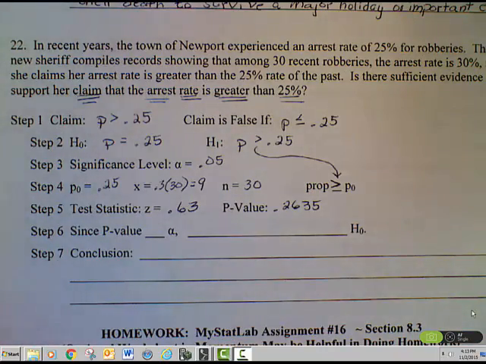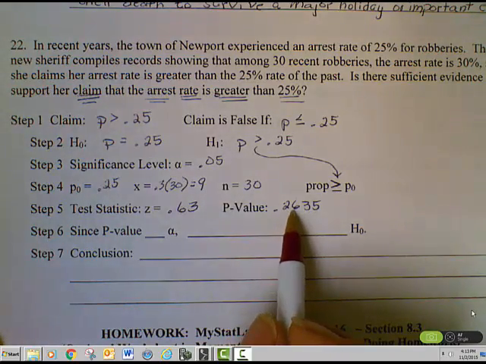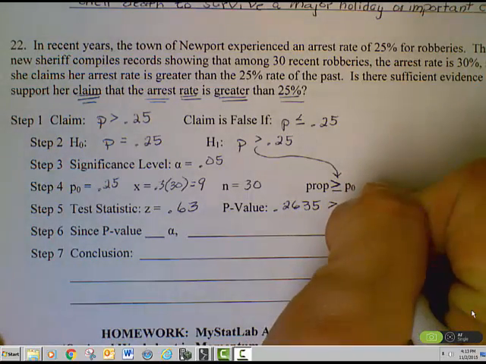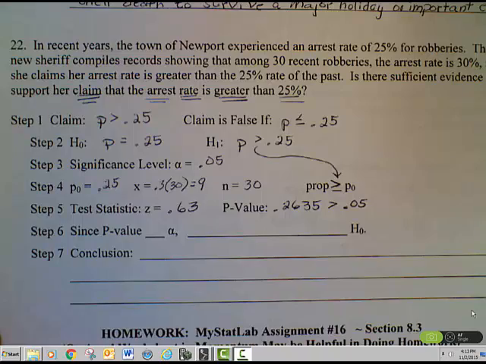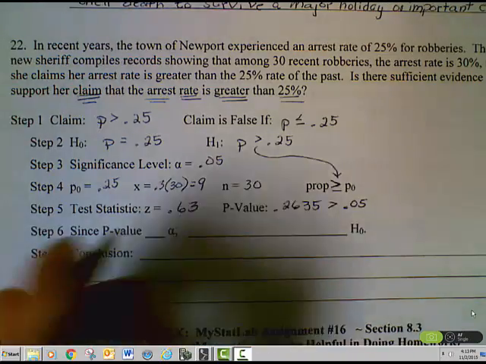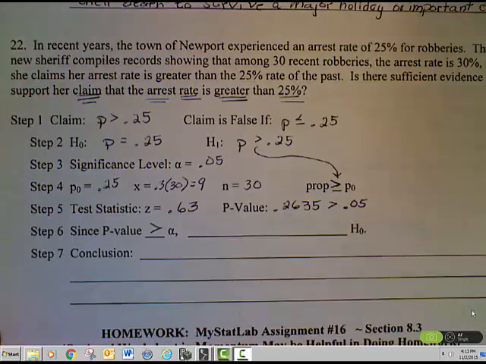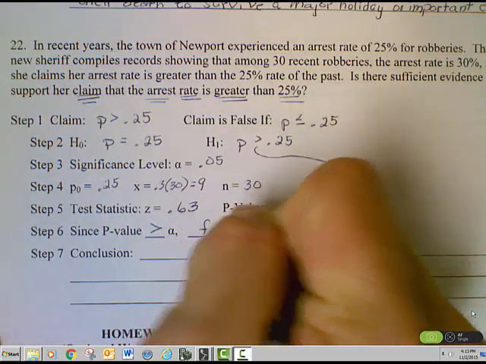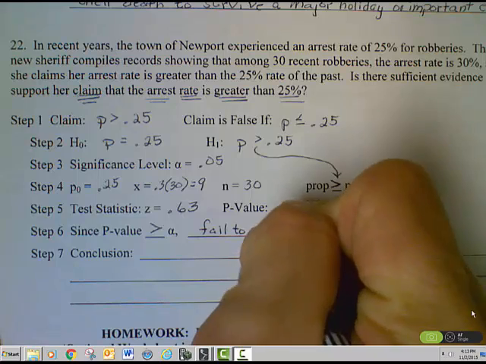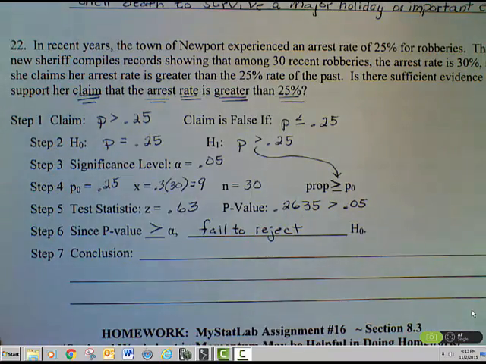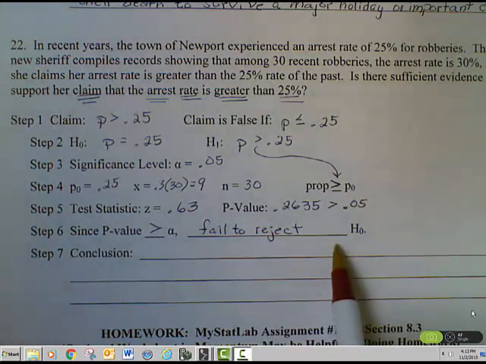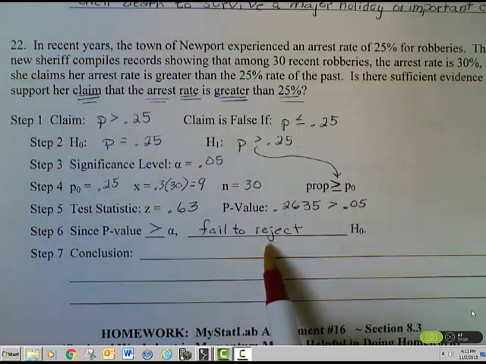And I need to compare that to my significance level of 0.05. 0.2635 is much bigger than 0.05. Since our p-value is greater than alpha, does that mean reject the null hypothesis or fail to reject? If p is greater than alpha, we fail to reject the null hypothesis. Fail to reject the null hypothesis means there's insufficient evidence one way or the other.